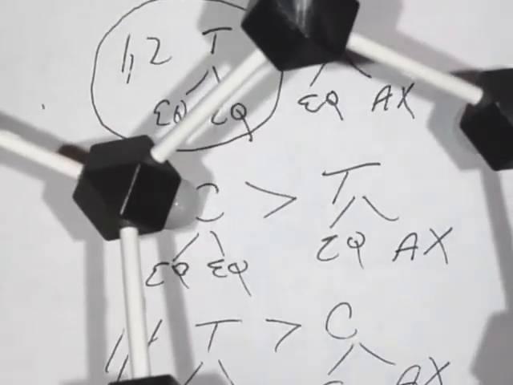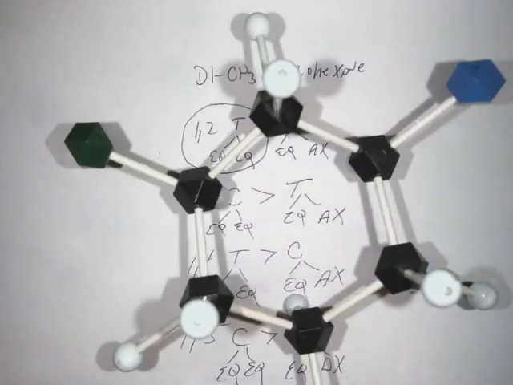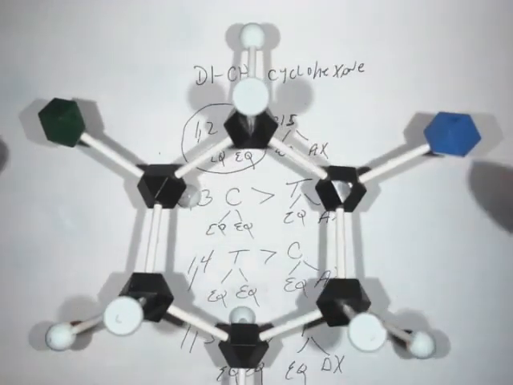And let me zoom out. And you can then see the green and the blue are in equatorial positions. And that's why 1,3 cis is more stable than 1,3 trans. 1,3 trans will always have one equatorial and one axial methyl group.